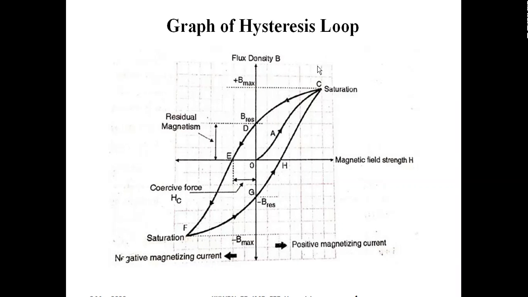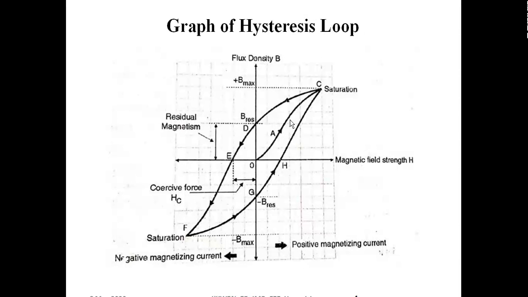The point B where the magnetic field strength H has become 0, but the flux has a certain value, and that we call the residual magnetism. So OB is the residual flux density. Even when the H has become 0, there is some value of the magnetic flux retained by the magnetic material, and this property is called retentivity of the magnetic material.